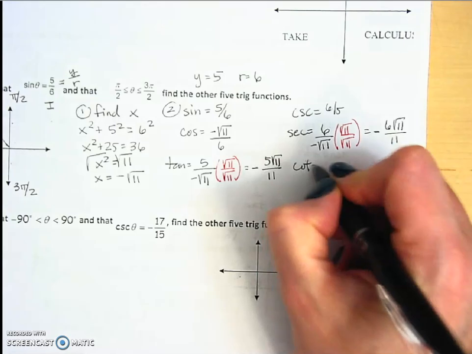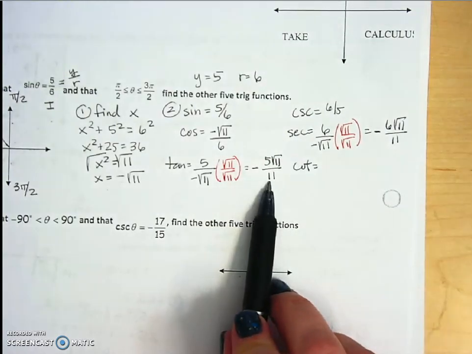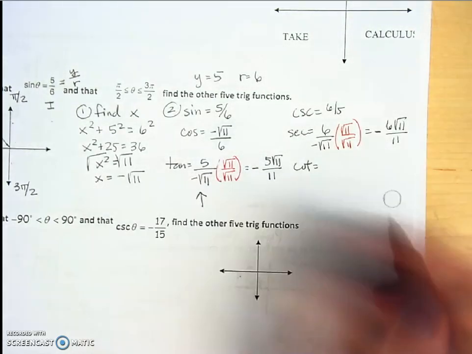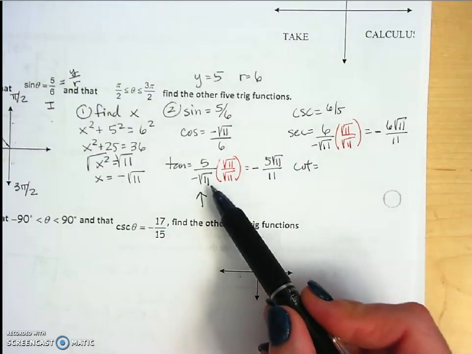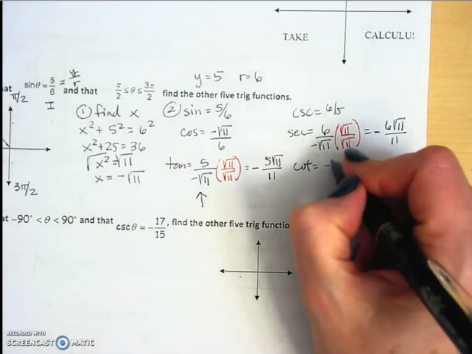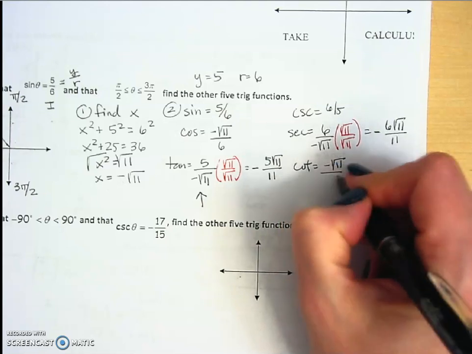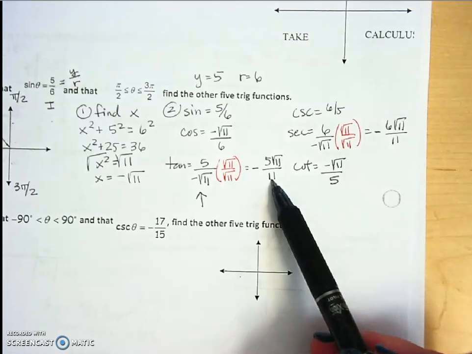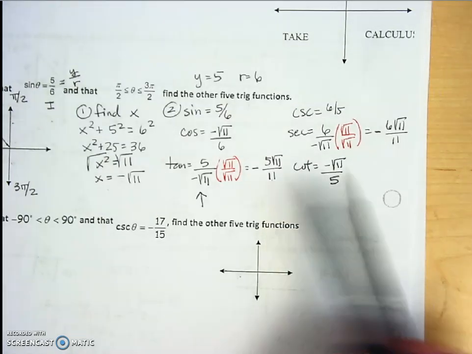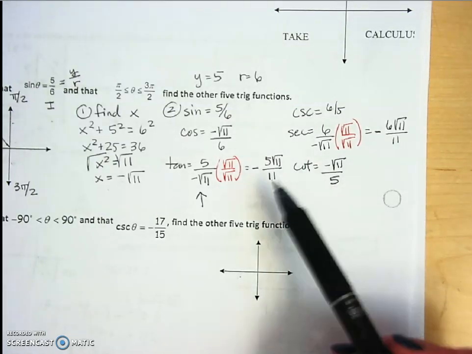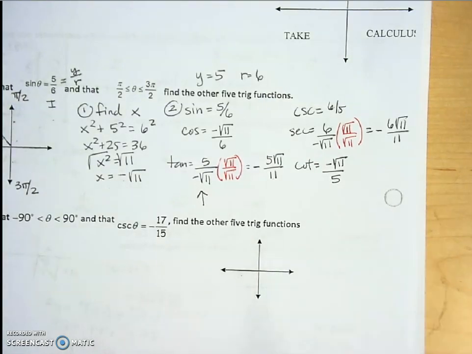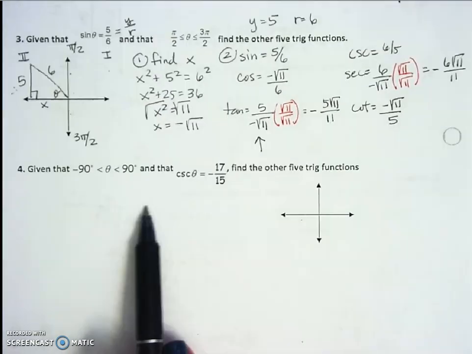Now, when you go find cotangent, do not take the reciprocal of this one. I mean, it's not wrong, but it's going to create more work. Take the reciprocal of your original ratio, because then you don't have to rationalize anything. You just have negative rad 11 over 5. If you flipped this one, you'd have to rationalize the denominator. You'd end up in the same place, but you would create more work for yourself and therefore increase the chance of making a mistake. All right, so I want you to pause the video and try this problem.